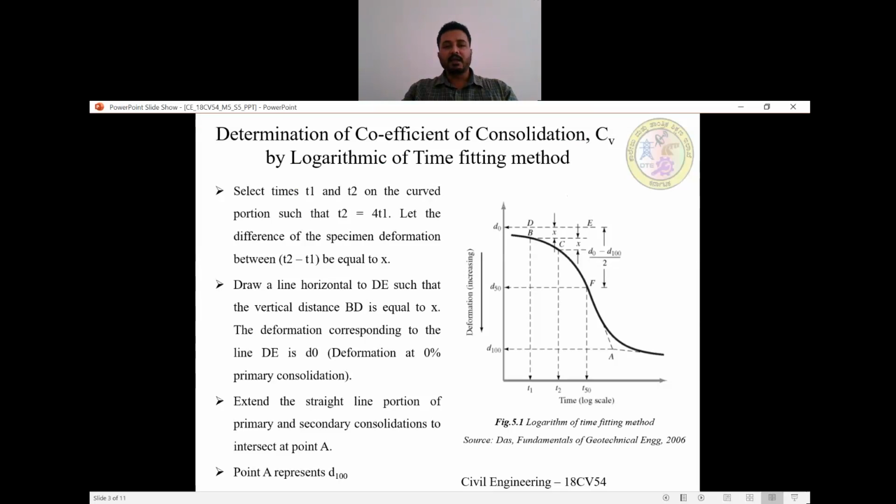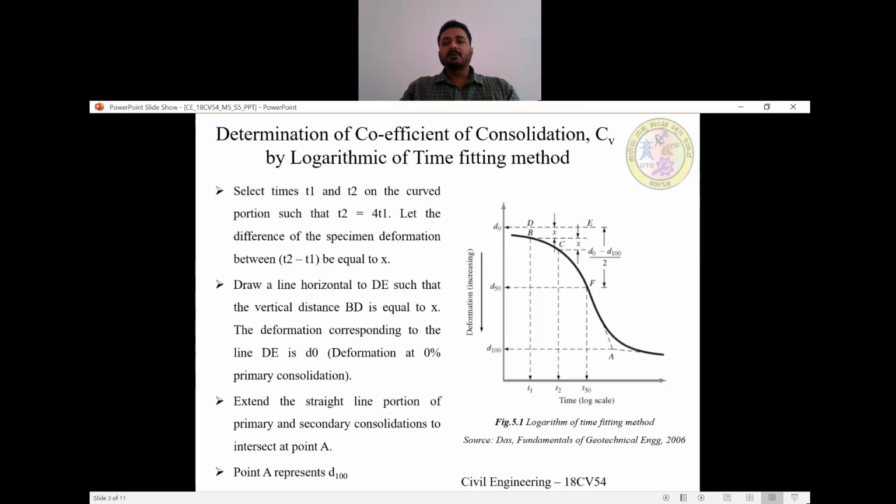Now we need to draw a line horizontal to DE such that the vertical distance BD is equal to the same vertical intercept x. Thereby the deformation corresponding to DE is D0. This is primarily due to primary consolidation.